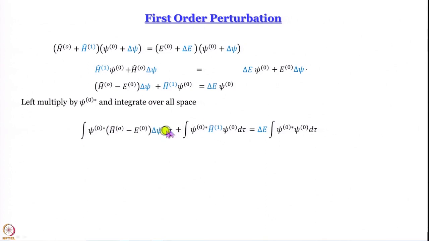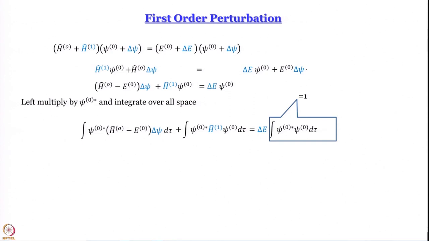Okay. Integral psi 0th, well delta E integral psi 0th star multiplied by psi 0th d tau. And that is a happy situation because remember psi 0th is normalized. If it is not normalized, you can always normalize everything, and the normalization constant will cancel. So, integral of psi 0 psi 0 over all space naturally is equal to 1. Okay. So, right hand side simply becomes delta E.